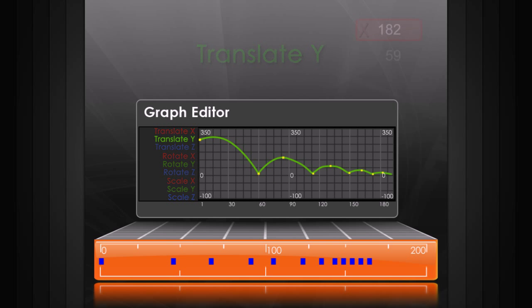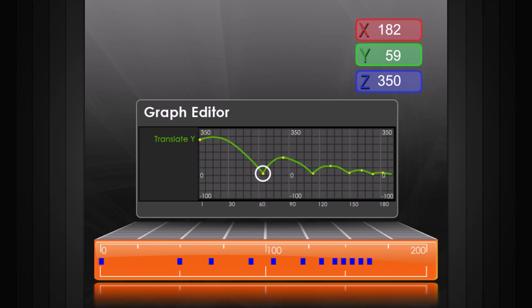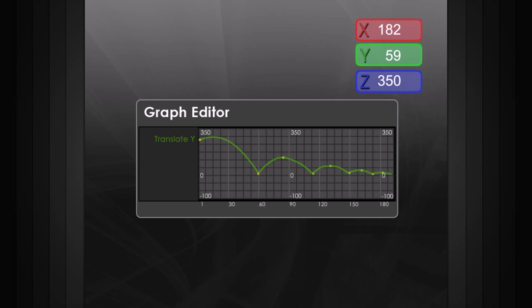We can edit a key's timing just by dragging it left or right, but we can also edit its stored value by moving it up and down. Now be careful though, because while you're editing the values, you might accidentally change what frame it's on, or vice versa. Now that we know how to edit keyframes in the graph editor, let's bring back all those curves.